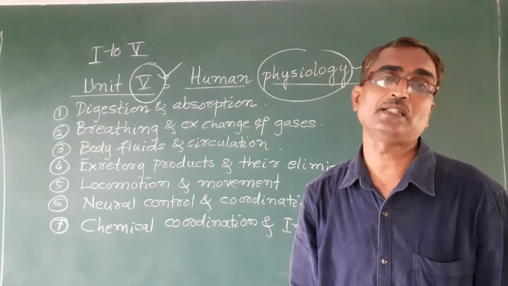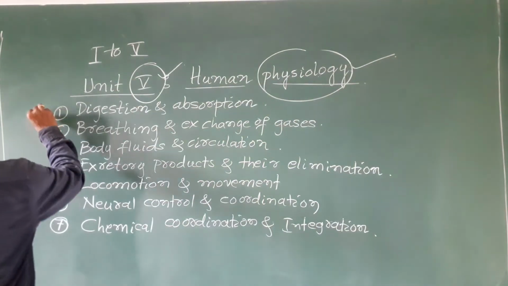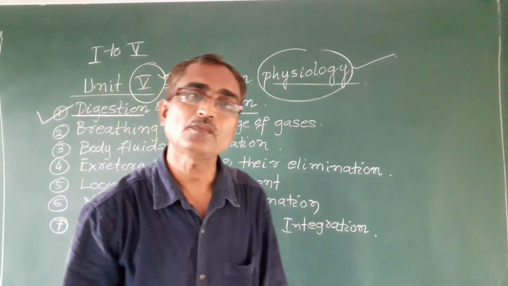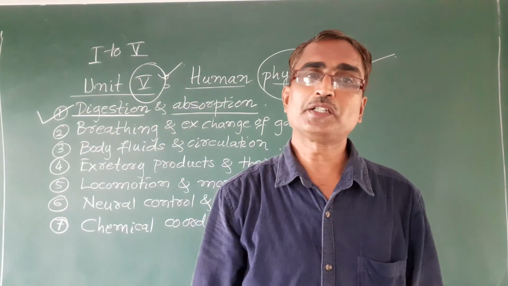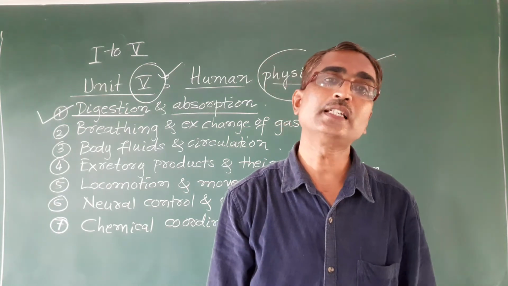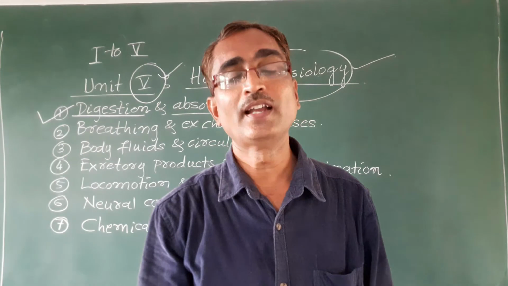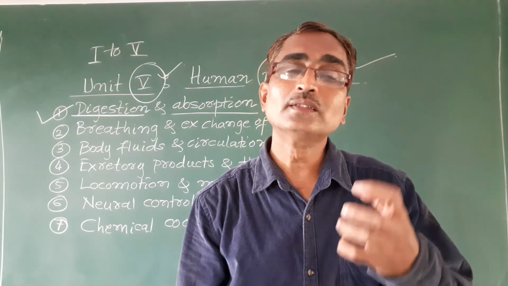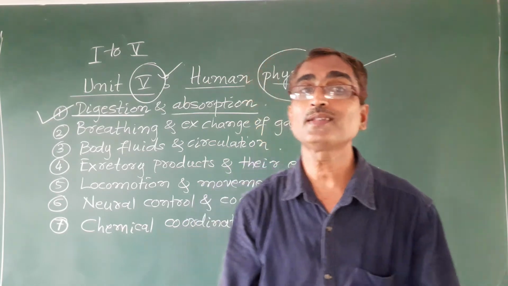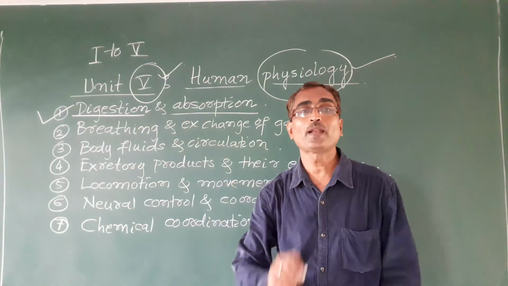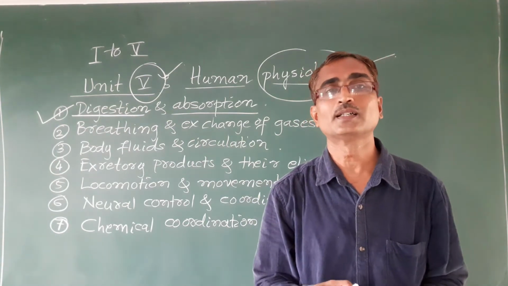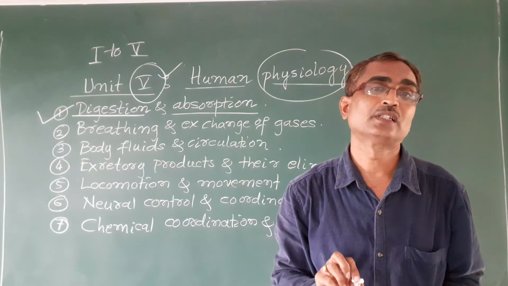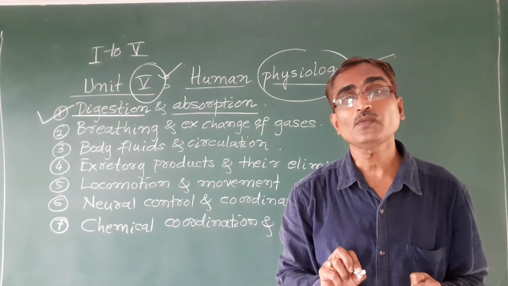The various chapters in this unit are like this. The first chapter is regarding digestion and absorption. You see, we consume food, and food is very much essential for survival. This food is in the form of complex organic compounds, and these compounds have to be broken down into simpler compounds so that the body can get the nutrients from it. The process of breakdown of complex compounds or food products into simpler ones is known as digestion. It is one of the important functions in human beings, isn't it?